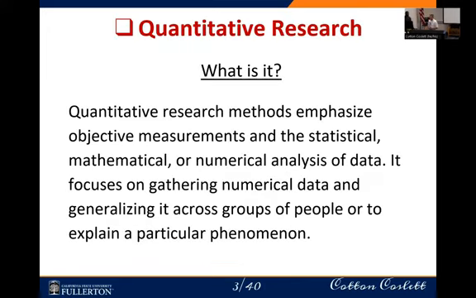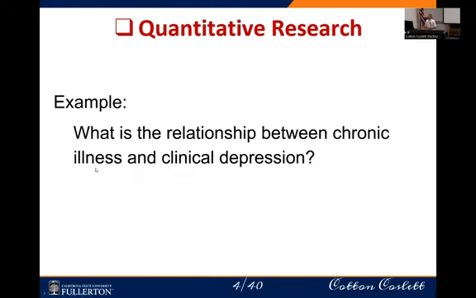So let's jump right in, and we can start by discussing quantitative research. Quantitative research methods emphasize objective measurements in the statistical, mathematical, or numerical analysis of data. It focuses on gathering numerical data and generalizing it across groups of people or to explain a particular phenomenon. For me, at least, the most important phrase there is numerical data; that is how I generally think of quantitative research in a broad picture. A good example of this might be, what is the relationship between chronic illness and clinical depression?